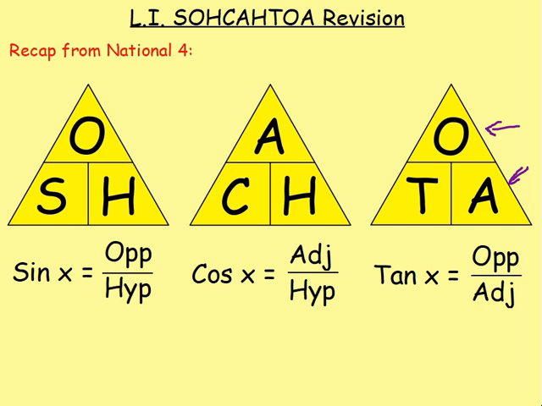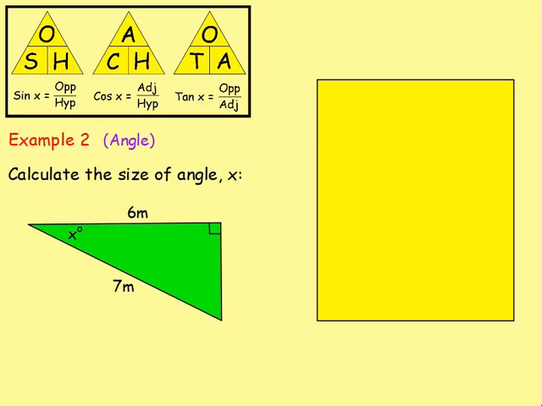SOHCAHTOA. Let's put these into practice to work out the length of a side or the size of an angle. What I've done with these examples is I have 3 examples where I'm using SOHCAHTOA to work out the size of an angle, one with sine, one with cos, one with tan. Then I'm working out the length of a side by multiplying. Then I'm working out the length of a side by dividing. And then to finish off, I've got some problem solving questions.